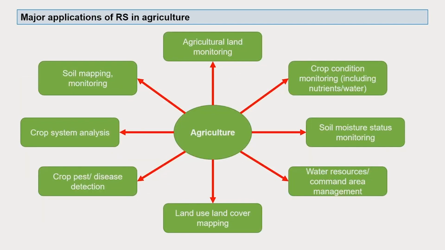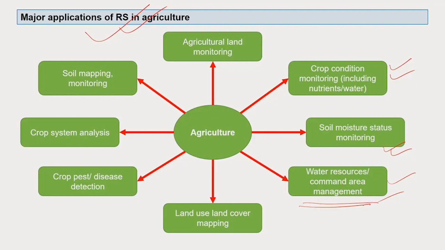Now, what are the major applications of remote sensing in agriculture? There are a lot of applications as you see in this slide, starting from crop condition monitoring, soil moisture status monitoring, water resources command area management in case of water harvesting or watershed management. We have discussed this. Remote sensing can play a very important role for command area management. Land use, land cover mapping, absolutely critical.